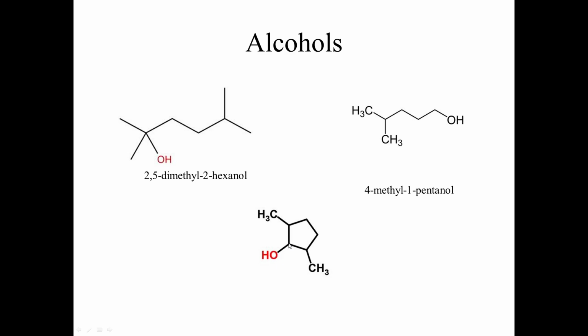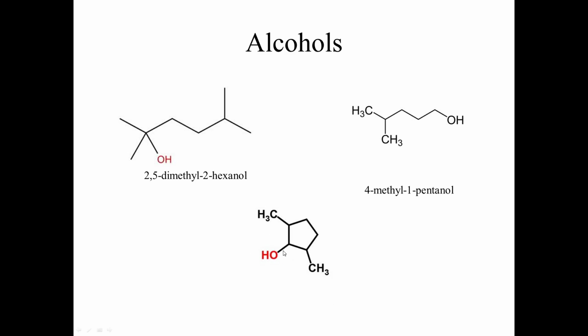So this OH is attached to a member of the ring, so we're going to count the ring as the main chain. So it's a 1, 2, 3, 4, 5-membered ring. So a cyclopentane. Change the ending, cyclopentanol. It's by default on number 1, so I don't have to tell you that. Right? But it has 2 methyl substituents.